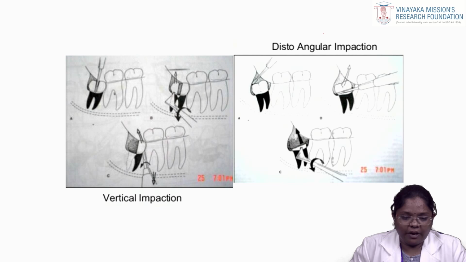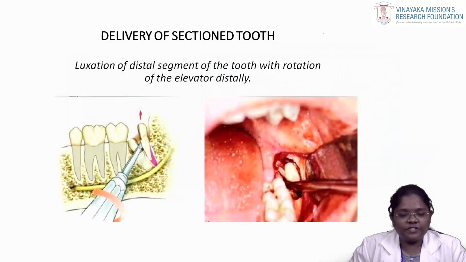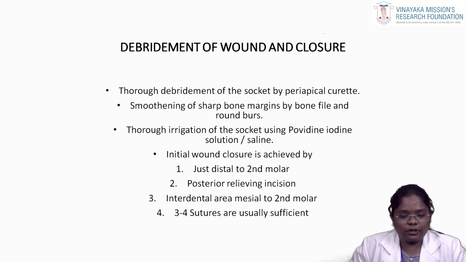In vertical and distoangular impaction, again a part of the crown is sectioned longitudinally and removed, and the remaining root can be removed in toto or removed in separation. Delivery of sectioned tooth. Luxation of the distal segment of the tooth with rotation of the elevator distally is done to luxate the sectioned tooth and remove. Debridement of wound and closure.